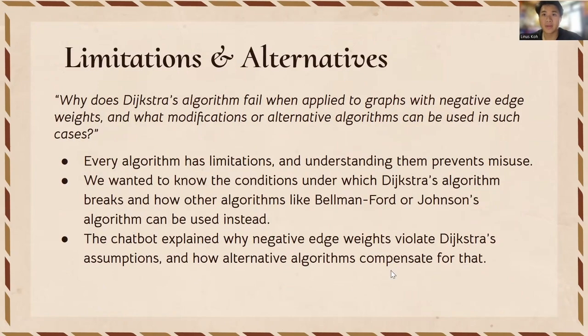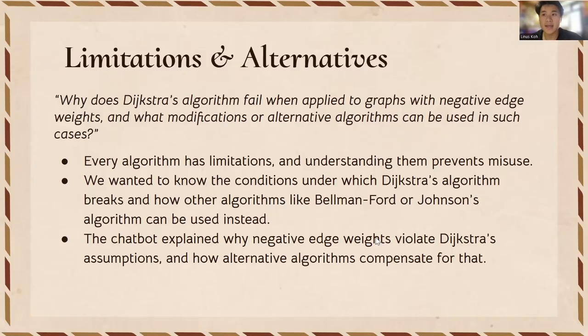For the limitations and alternatives, we ask, why does Dijkstra's algorithm fail when applied to graphs with negative edge weights, and what modifications or alternative algorithms can be used in such cases? This question was important because every algorithm has limitations, and understanding them prevents misuse. We wanted to know the conditions under which Dijkstra's algorithm breaks, and how other algorithms like Bellman-Ford or Johnson's algorithm can be used instead.